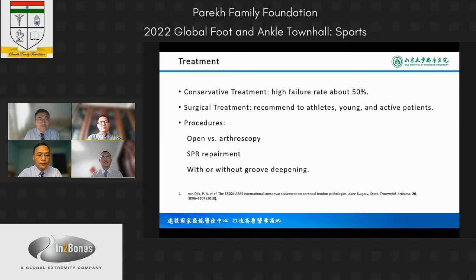Conservative treatment should include immobilization in a cast in slight plantar flexion, or in a boot with a 2 centimeter heel wedge for 6 weeks. Conservative treatment has a high failure rate of up to 50%. Therefore, young and active patients are recommended to receive surgical treatment. The optional procedures include open or arthroscopic procedures with tendon relocation and SPR repair, with or without groove deepening, depending.